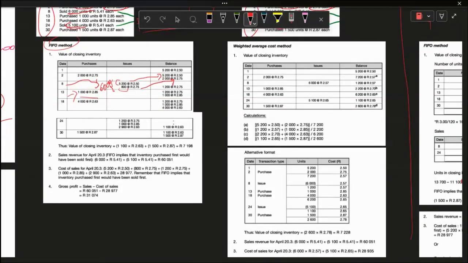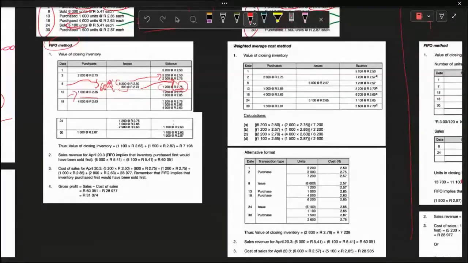So you're going to take the remaining. If you take 800 from these 2,000, what remains? If you take 800 from 2,000, only 1,200 remains. At which cost? At 2.75. 2 rand 75 cents.